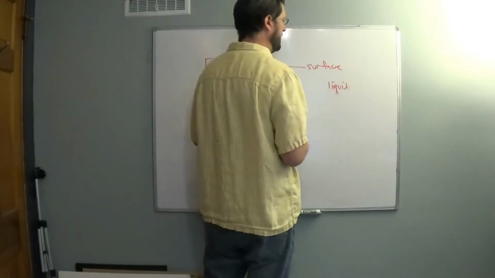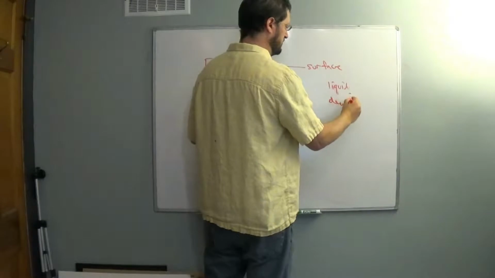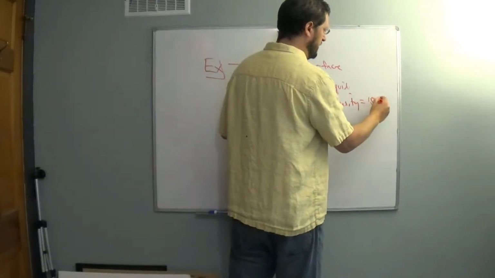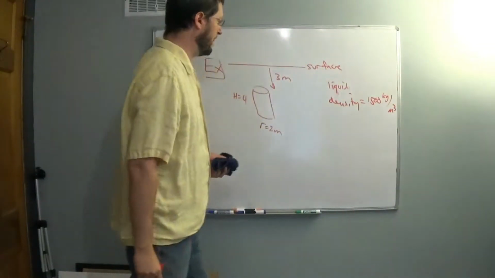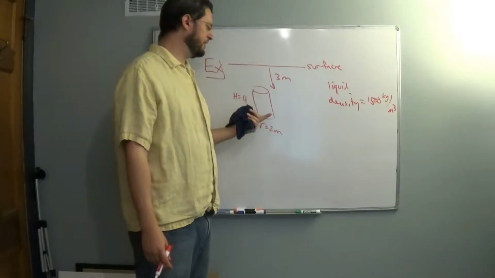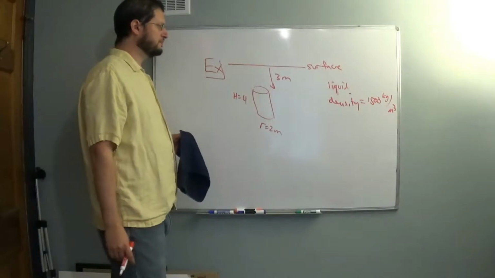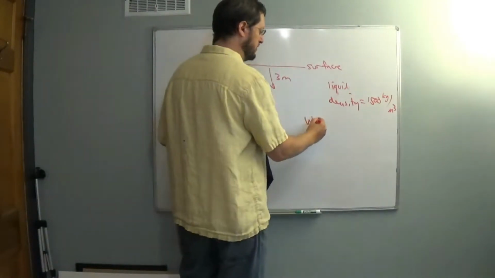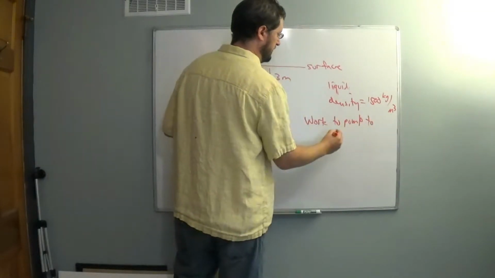And the density of that liquid is equal to 1,500 kilograms per cubic meter. My question is, what is the work required to pump this liquid to the surface? Okay, that's what we want. Work to pump to the surface.